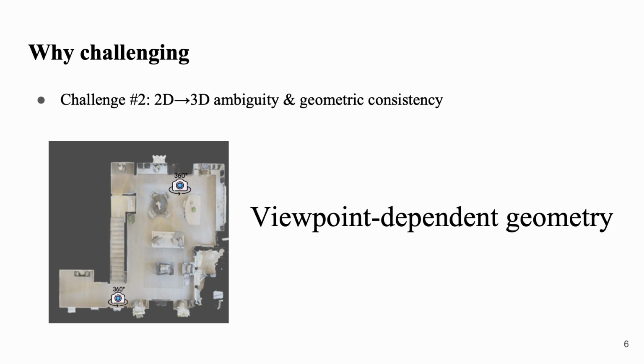Challenge 2, 2D-to-3D ambiguity and geometric consistency. The same footprint admits many 3D explanations without a global constraint. Panoramas show viewpoint-dependent geometry: bent walls, drifting doors, inconsistent occlusions.